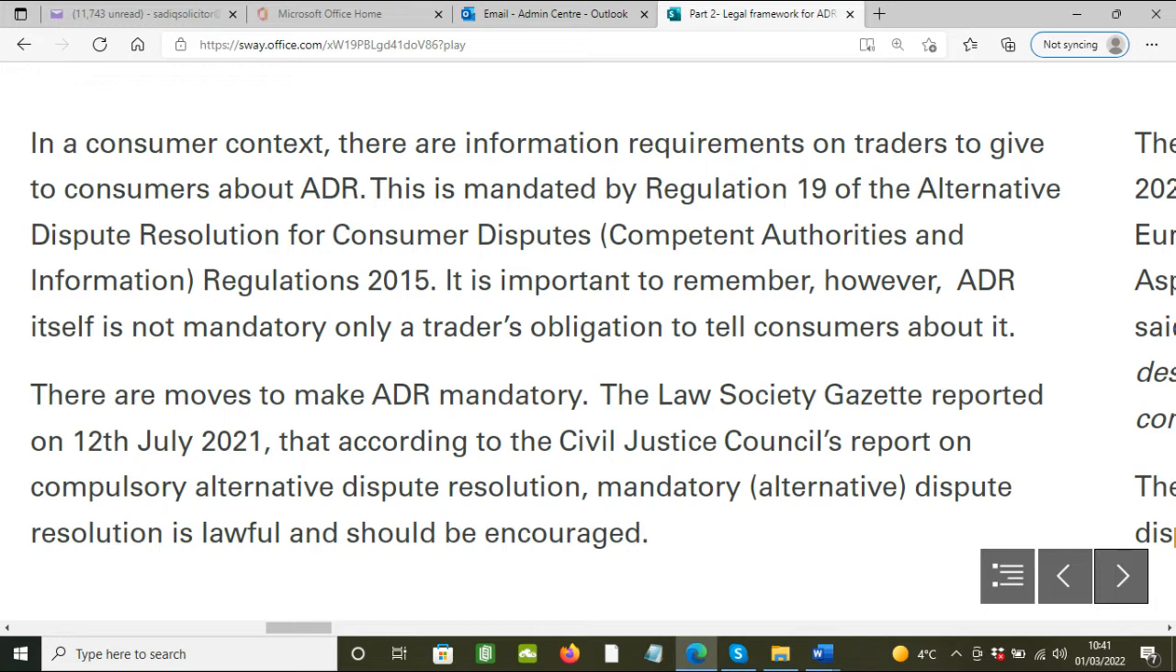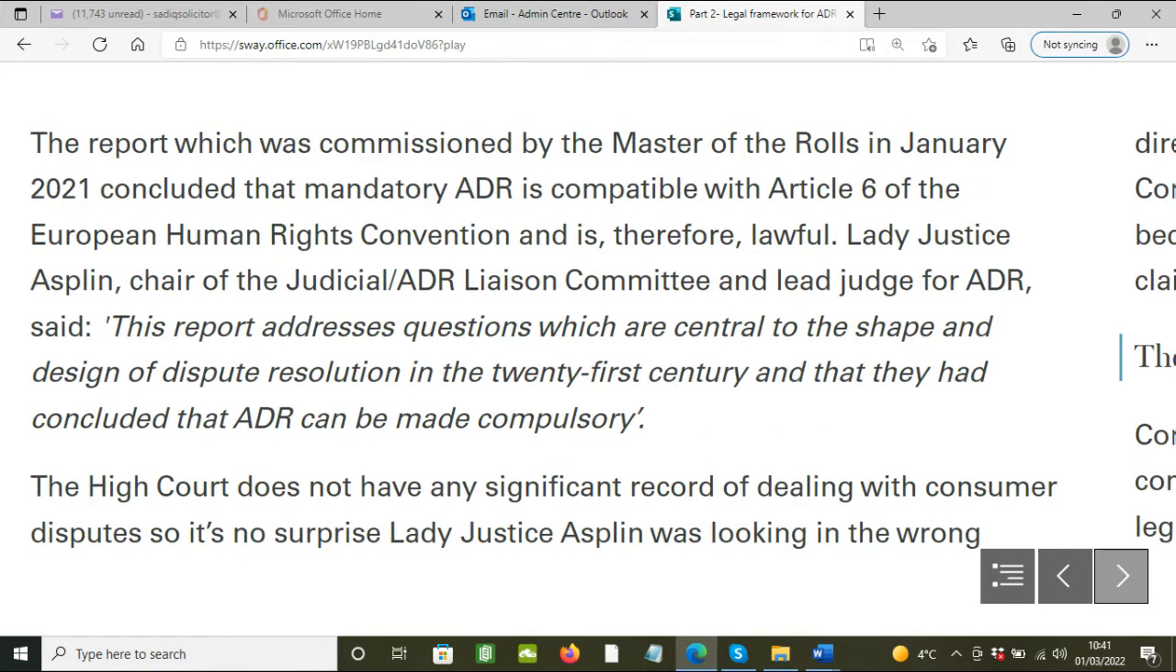The Law Society Gazette reported on the 12th of July 2021 that according to the Civil Justice Council's report on compulsory alternative dispute resolution, mandatory dispute resolution is lawful and should be encouraged. The report was commissioned by the Master of the Rolls in January 2021 and concluded that mandatory ADR is compatible with Article 6 of the European Human Rights Convention.